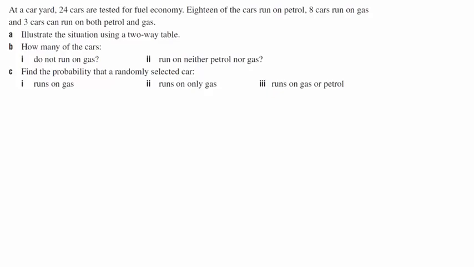In this example, we're going to be using a two-way table. We're told that at a car yard, 24 cars are tested for fuel economy. 18 of the cars run on petrol, 8 run on gas, and 3 cars run on both petrol and gas.